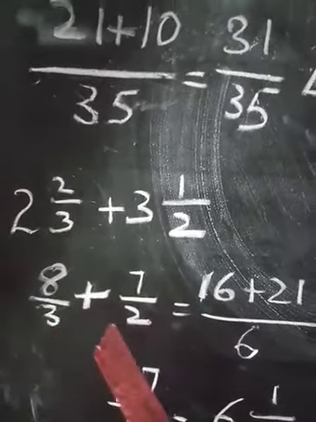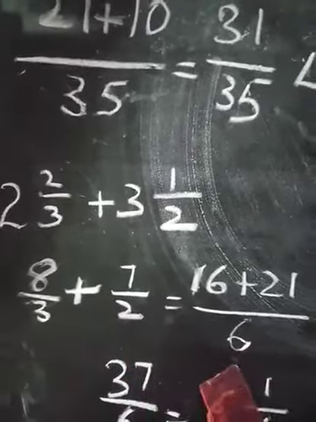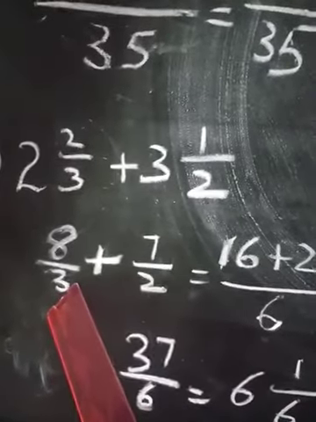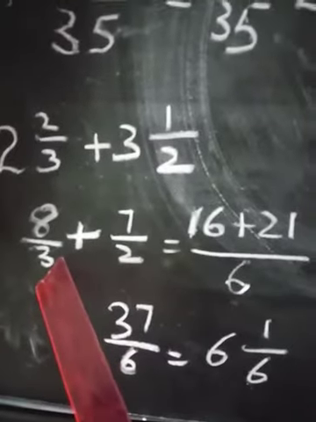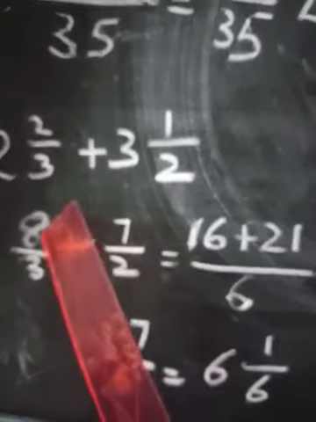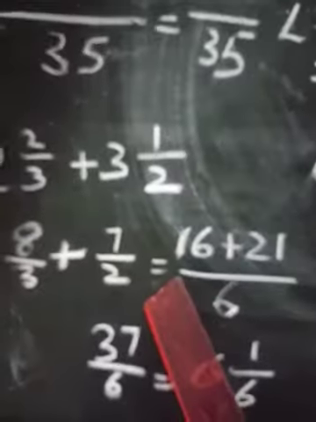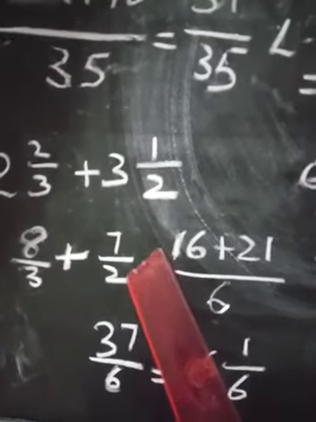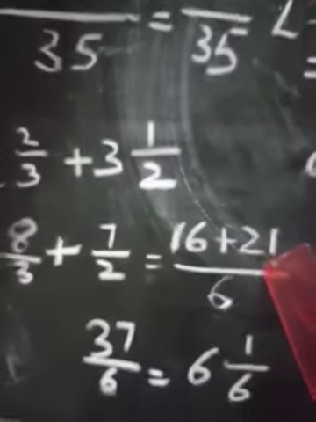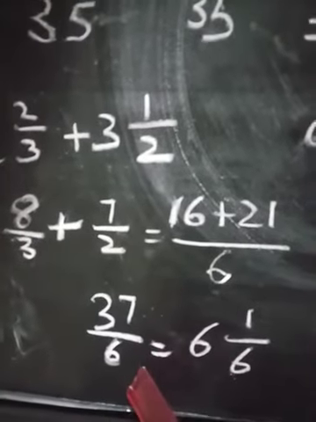Okay students, 3 2s are 6. So put 6 as it is. 6 is your LCM. 3 into what number gives you the LCM? Yes, 3 into 2. That 2 you have to multiply with the numerator. 8 into 2, 16. Plus 2 into what number gives you the LCM? 3. That 3 you have to multiply with the numerator. 7 into 3, 21. So now you can add easily. 16 plus 21, 37 by 6.